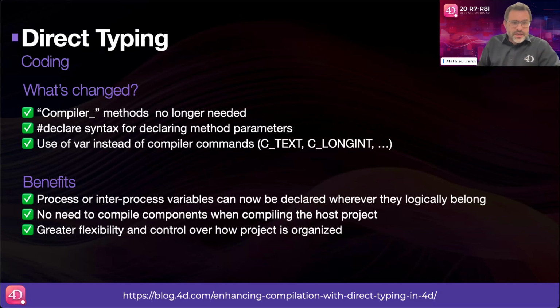The benefits are that process or interprocess variables can be defined wherever they logically belong in your code. The compiler will automatically fetch the method prototypes directly from the component's code. So there's no need to compile components when compiling the host project now. Side note, of course, for your existing projects, direct typing can be toggled on or off in compilation options. This is to allow you to smoothly transition to this new feature.